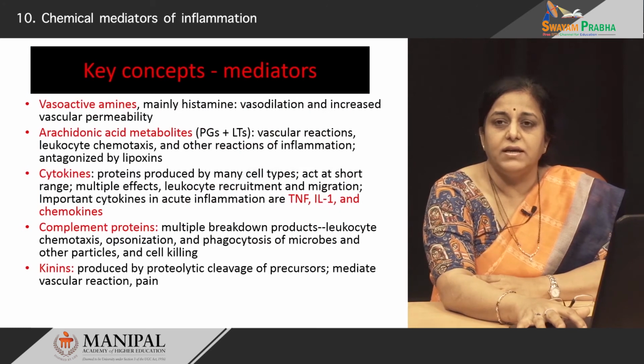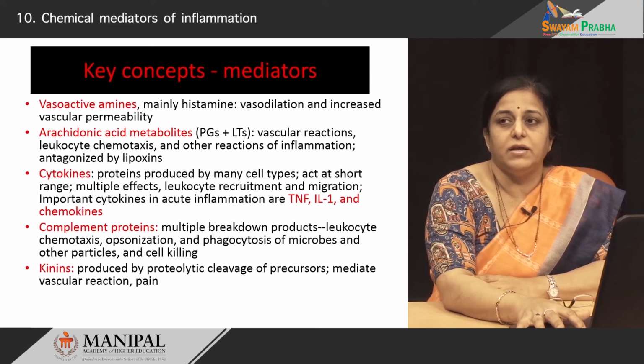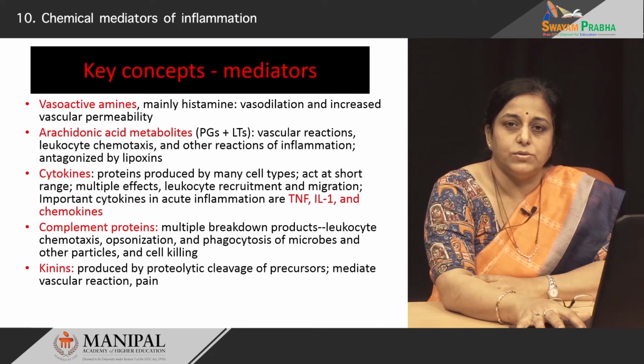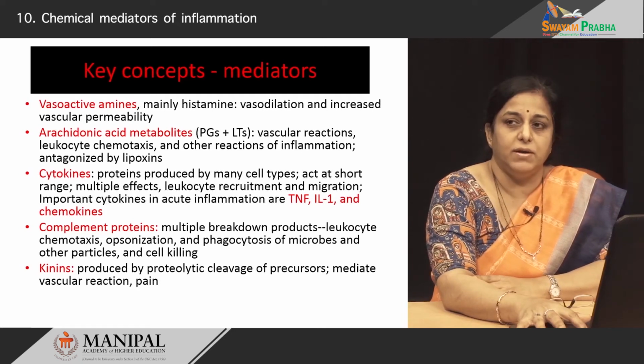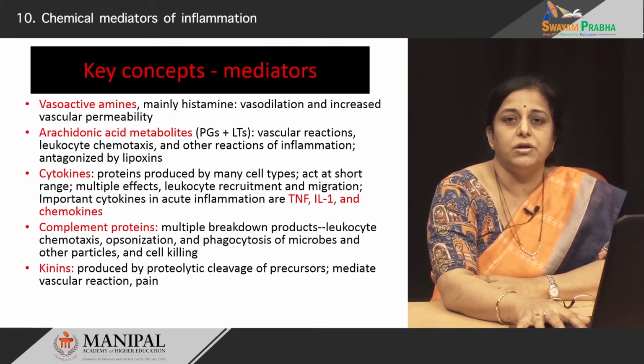So, to summarize the key concepts about chemical mediators, we learnt that vasoactive amines, the important ones here being histamine and serotonin, result in vasodilatation and increased vascular permeability. The next set of chemical mediators are arachidonic acid metabolites. In this group, we have the prostaglandins and the leukotrienes. Both of them are responsible for various inflammatory responses, for example, vascular reactions that you see in inflammation, leukocyte chemotaxis, etc.